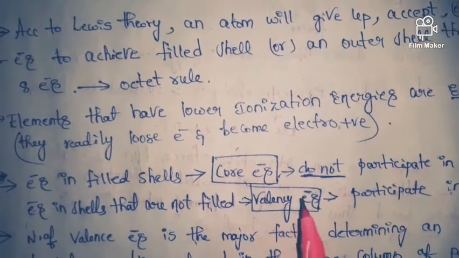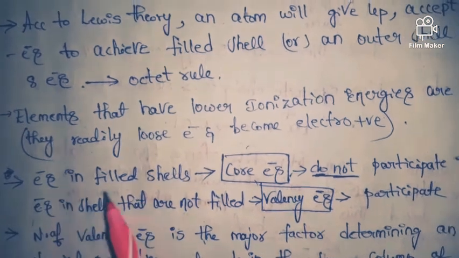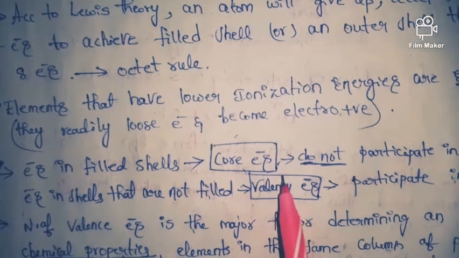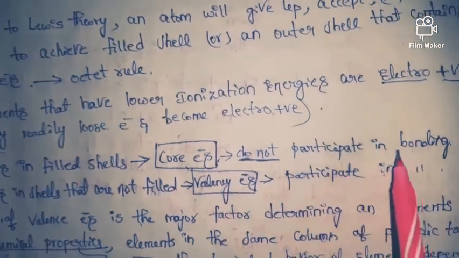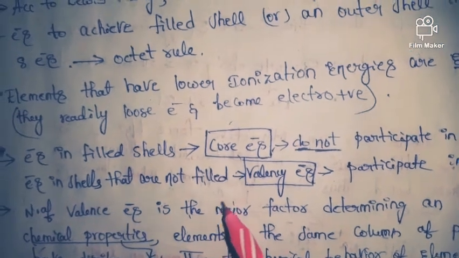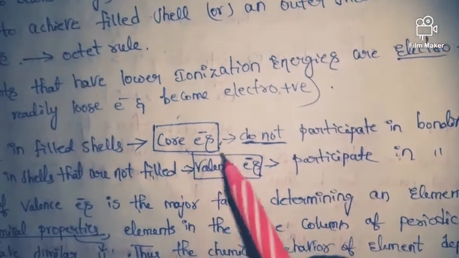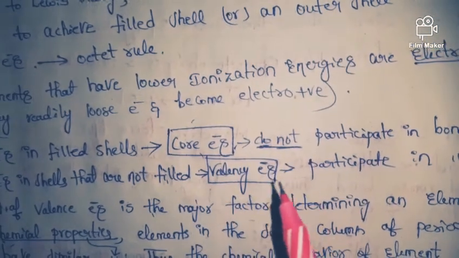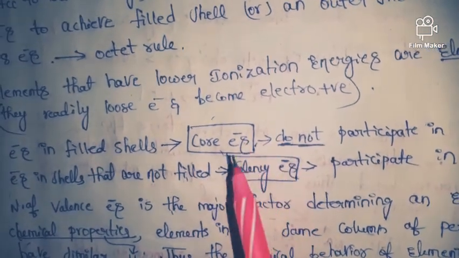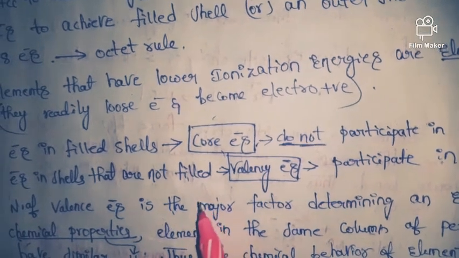Next, these two are important points, friends. Here we have two terms: core electrons and valency electrons. Core electrons are electrons present in the filled shells. These core electrons do not participate in bonding. Electrons in shells that are not filled are called valency electrons. These valency electrons participate in bonding. Just try to remember the terms core electrons and valency electrons: core electrons are electrons in the filled shells, and valency electrons are electrons in the unfilled shells.